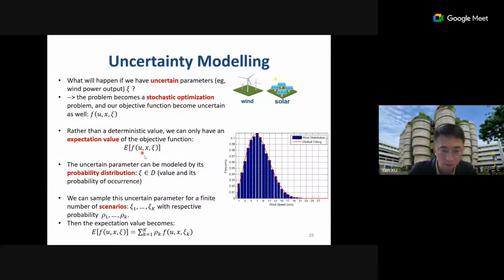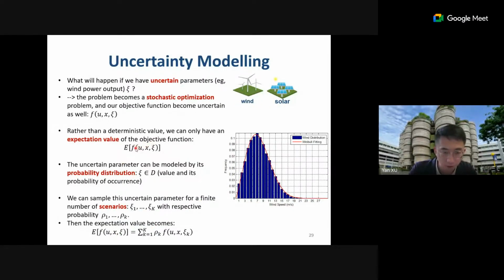And as I said, this uncertain parameter will follow a probability distribution, right? Its value and its probability of occurrence. Now, in order to solve this model, we can sample the different values of this uncertain parameter within this probability density function. Now, for each scenario, we can sample a value, right? If we sample a total of K different scenarios, then each scenario will have a corresponding probability from the probability density function.